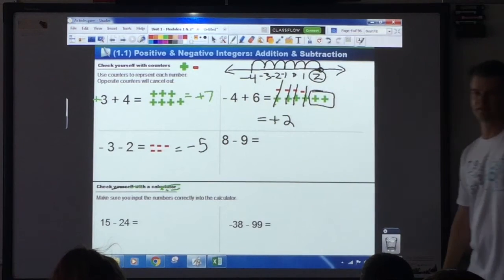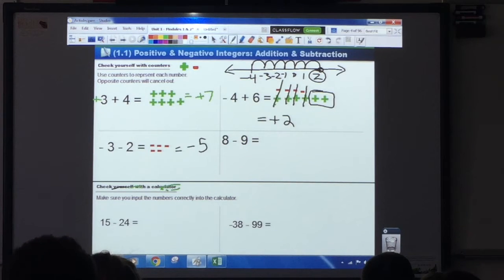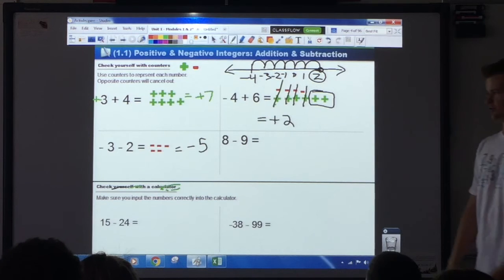It's a foolproof method for you to get the answer right 100% of the time. Do you want to do this when you have negative 112 minus 144? No. That's when you can check with a calculator. This is for small, quick numbers that you can do without a calculator.